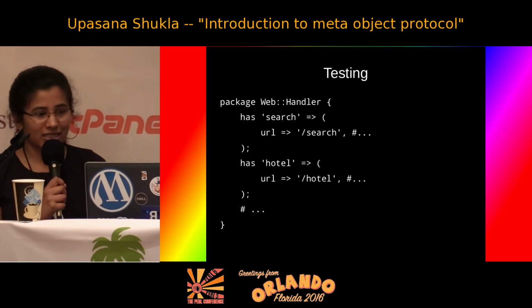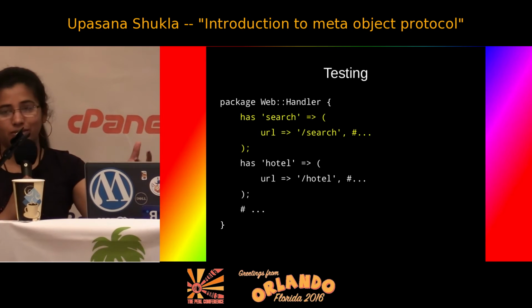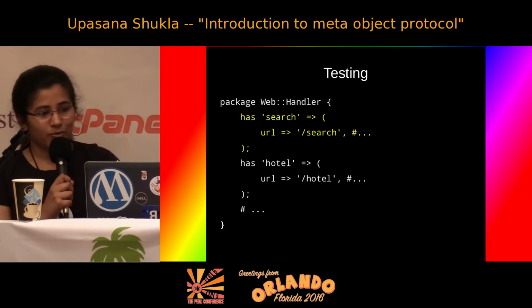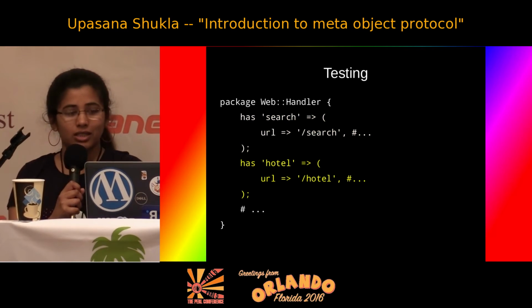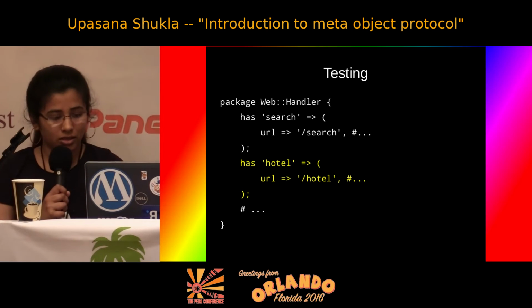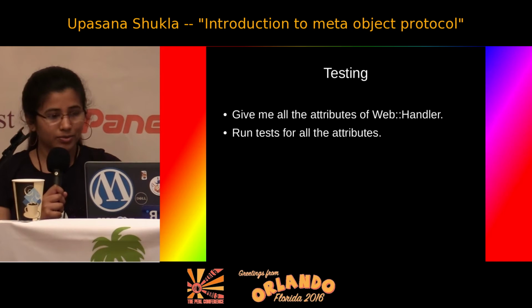This code depicts how our web handler looks. For every part of our website, we have defined routes. So for the search page, we have a route. For the hotel page, we have a route. And for all other parts of our website, we have routes defined in the web handler.